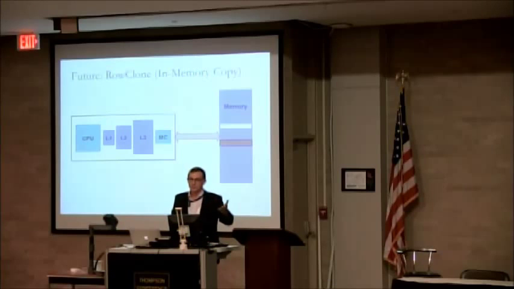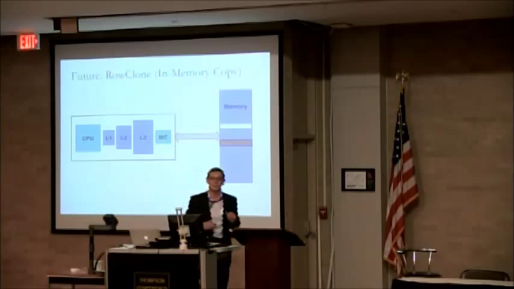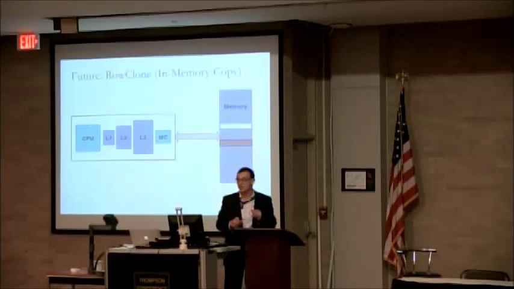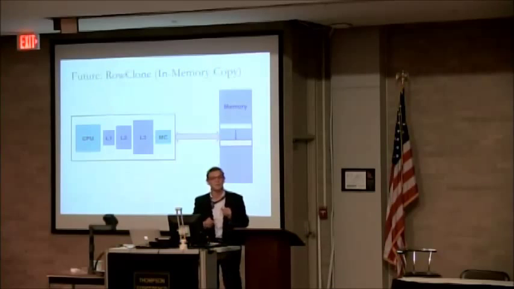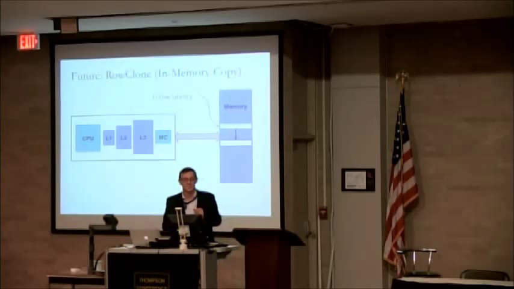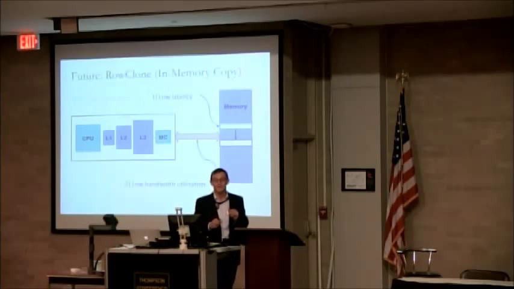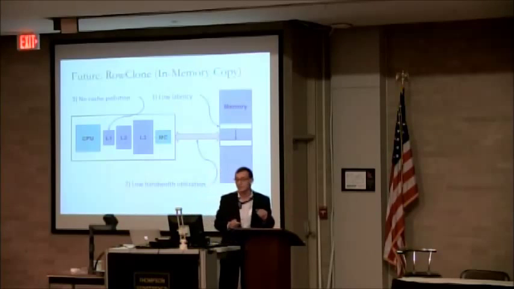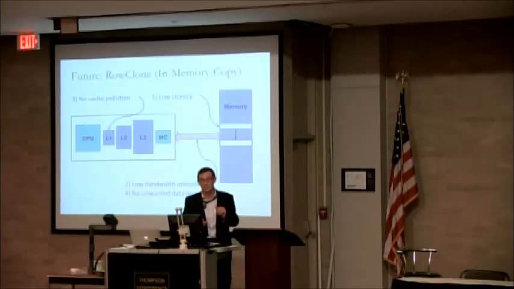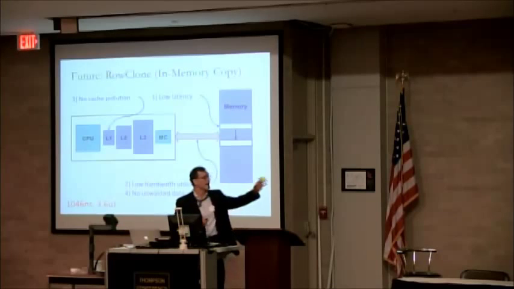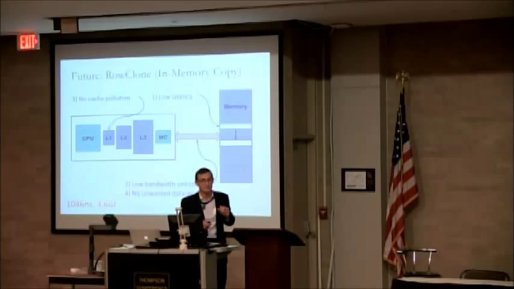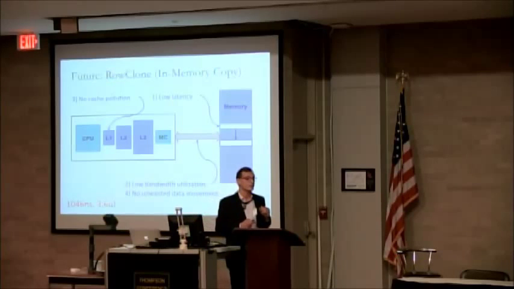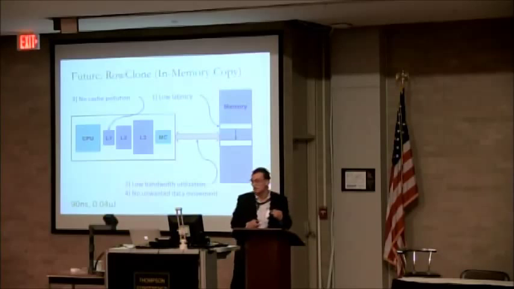So a better system design, in my opinion, going forward is this: the processor tells the memory, copy this page to the destination for me, and the memory does that. This is low latency, low bandwidth utilization, no cache pollution, though you could have eliminated that, and no unwanted data movement. So you can actually have a mechanism that reduces 1,046 nanoseconds to 90 nanoseconds, and reduces 3.6 microjoules to 0.04 microjoules. And the mechanism is really simple.